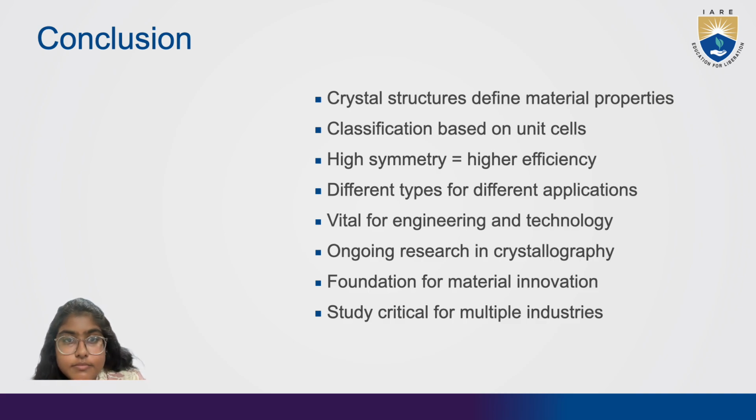In conclusion, the crystal structure of a material fundamentally defines its properties. The classification of these structures is based on the geometry of their unit cells, the smallest repeating unit. Generally, high symmetry often correlates with higher packing efficiency and influences properties like strength and conductivity. The diverse range of crystal types allows for a vast array of materials with tailored properties for different applications, spanning from structural components to advanced electrical and biomedical implants.